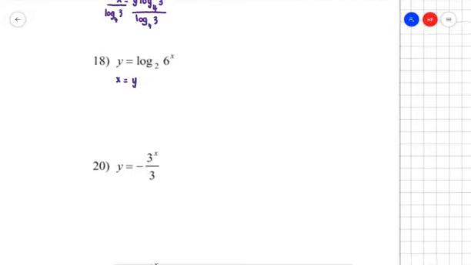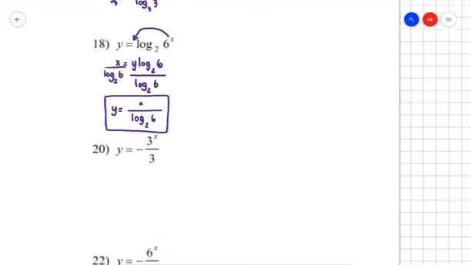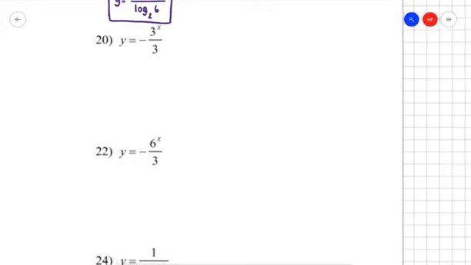x equals y log base 2 of 6. So we brought this down and we switched x and y. Divide out that number. And our inverse function is y equals x divided by log base 2 of 6.